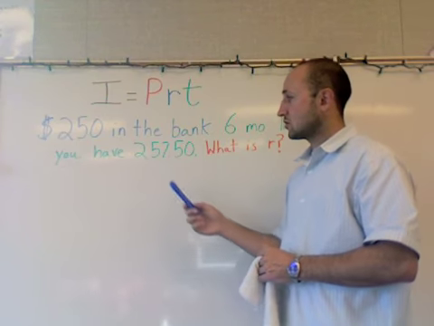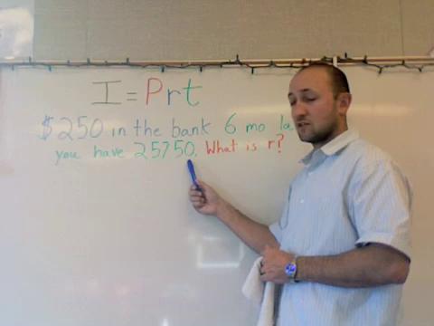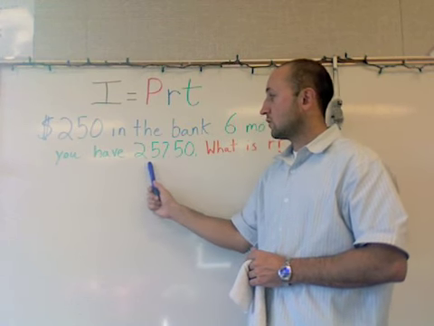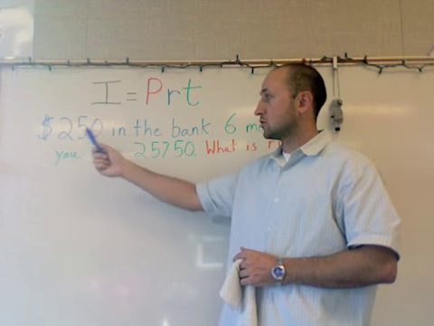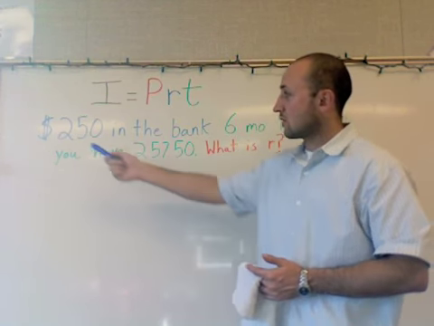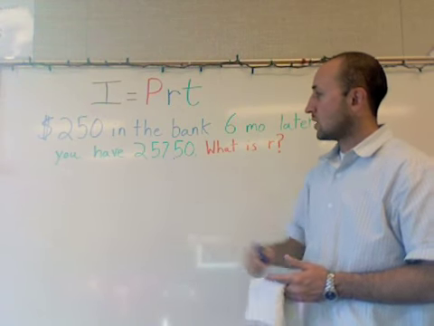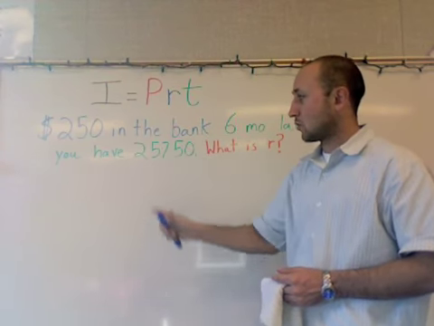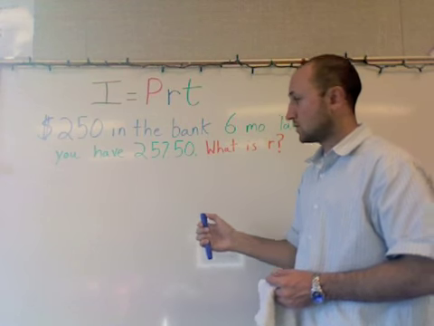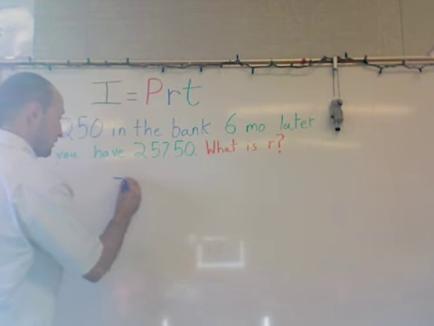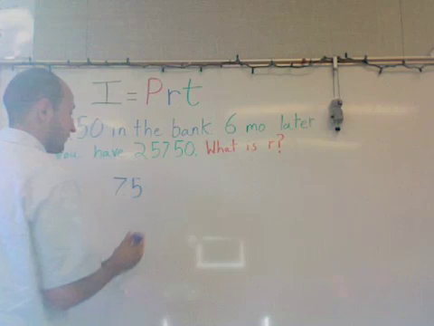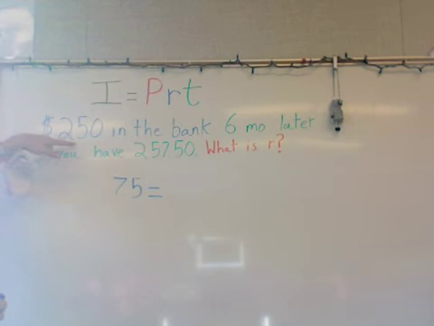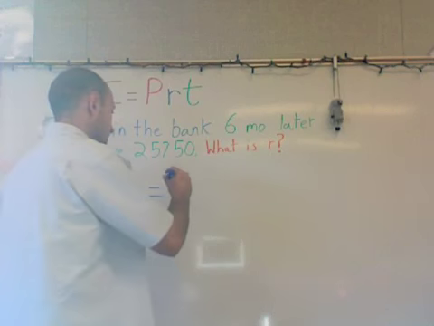Now we know that 6 months later, we have $257.50. So I want to take away from that the original principal. So it's going to be $257.50 minus $250. Now most of us can use mental math. If I take this away from that, what it means is the interest was $7.50. So instead of putting I down in my equation, I want to write down the interest. It's $7.50. So let's do that. $7.50 is going to be equal to the principal, which hopefully we all remember now. The principal was $250.